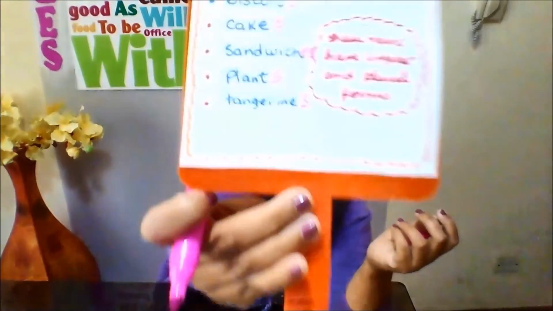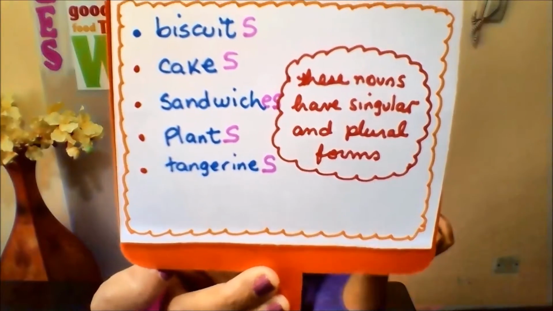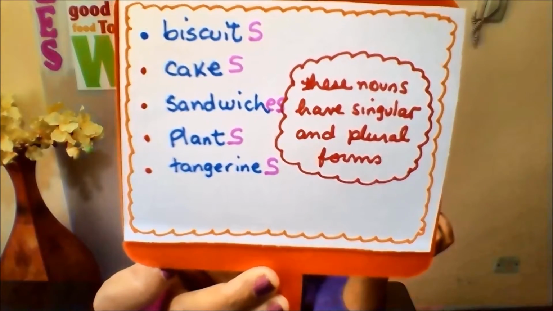Plural of biscuit, biscuits, galletas. Plural of cake, cakes, bizcochos. Plural of sandwich, sandwiches. Plural of plant, planta, plants, plantas. The plural of tangerine, ya no me queda, mandarina. Plural, tangerines. There you are. Biscuits, cakes, sandwiches, plants, tangerines.